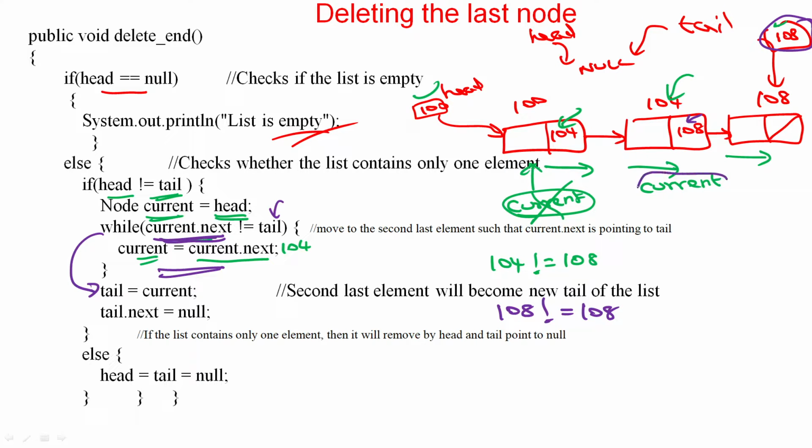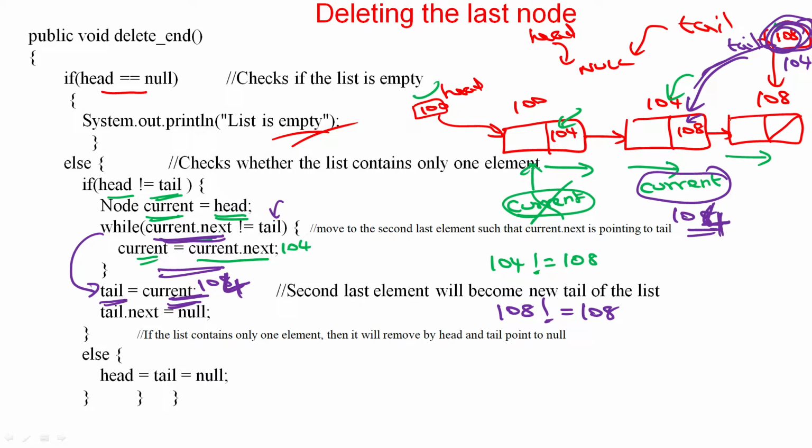What is the current value? Current dot next is only 108. Current value is 104, look at here. Okay, current is 104, and current dot next is only 108. So 104 will become the tail. This tail will be 104. This address will be updated now. Here 104 is the tail.